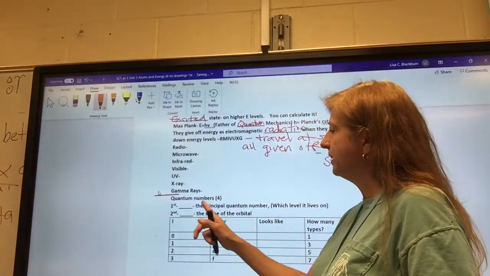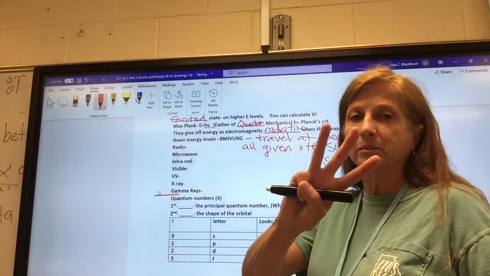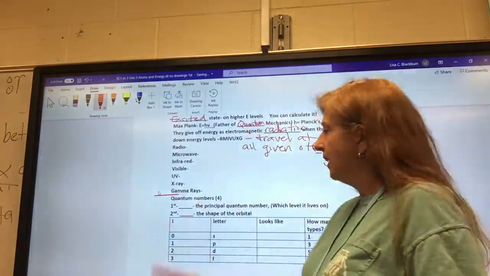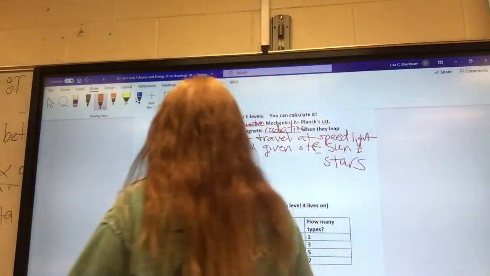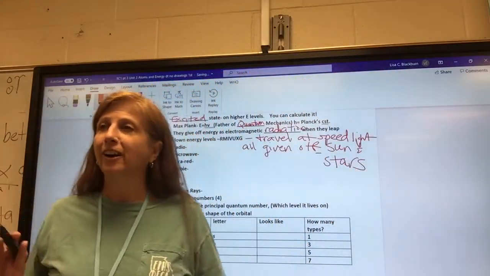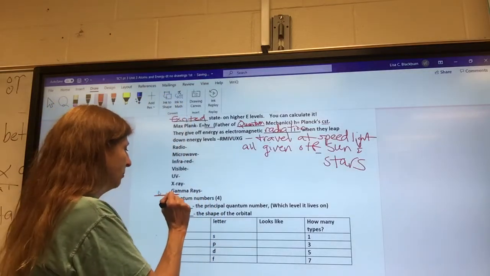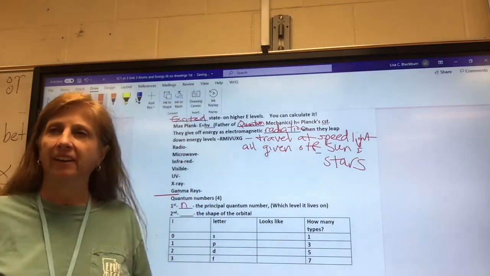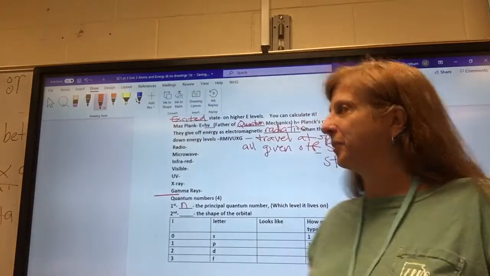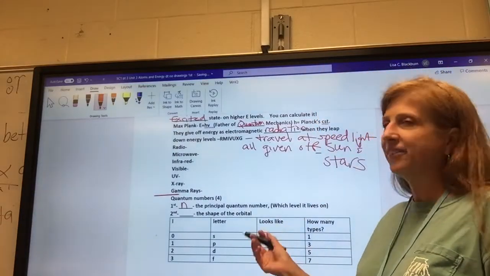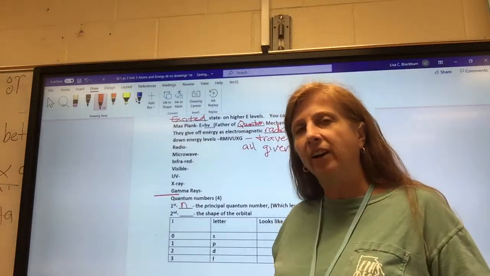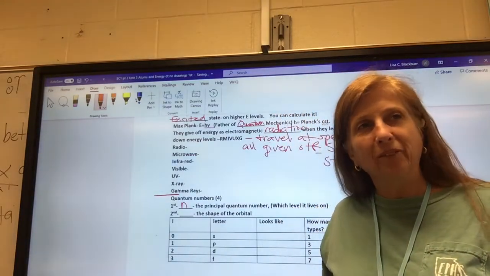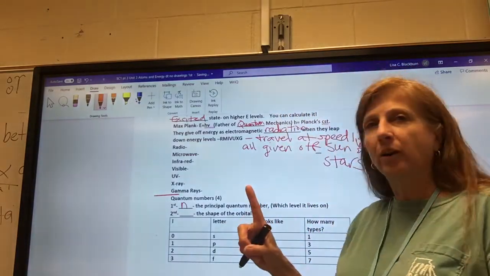The first one has three names. It's called the principal quantum number. It is also designated by the letter, it makes no sense, well, maybe a little bit of sense, lowercase n. It's the N quantum number, so I guess N for number. Now, why is this confusing? Because lowercase n is already neutron, right? It's confusing. So it could be called the first quantum number.